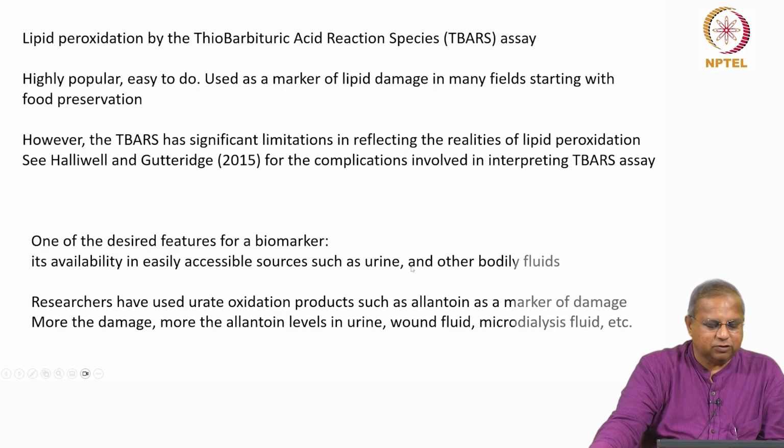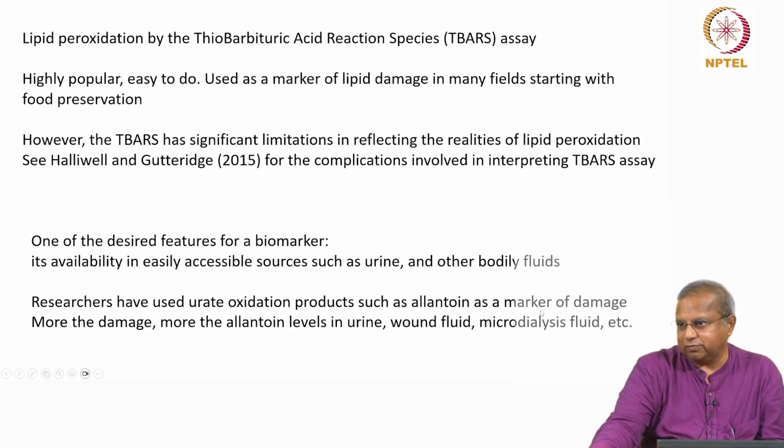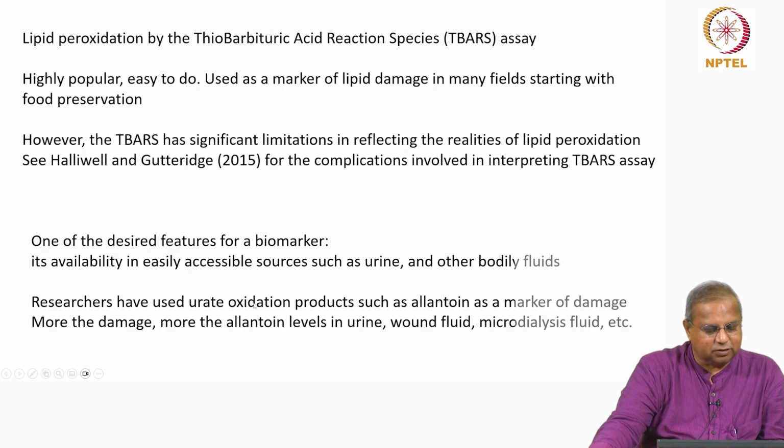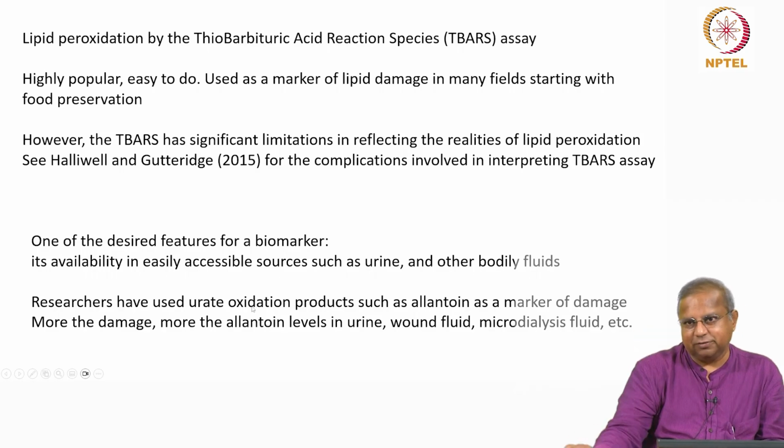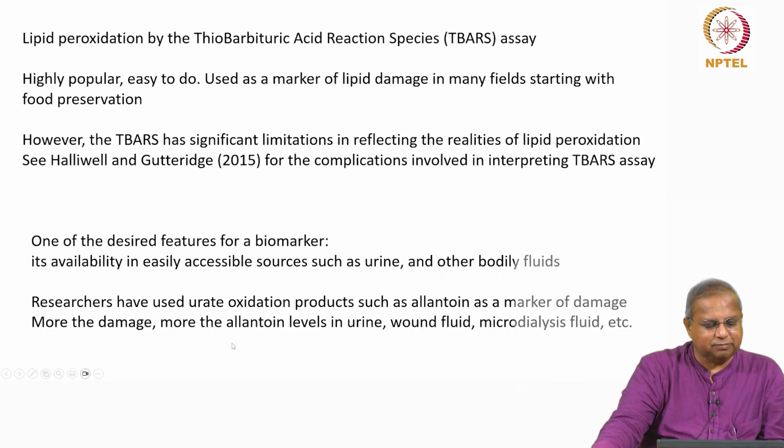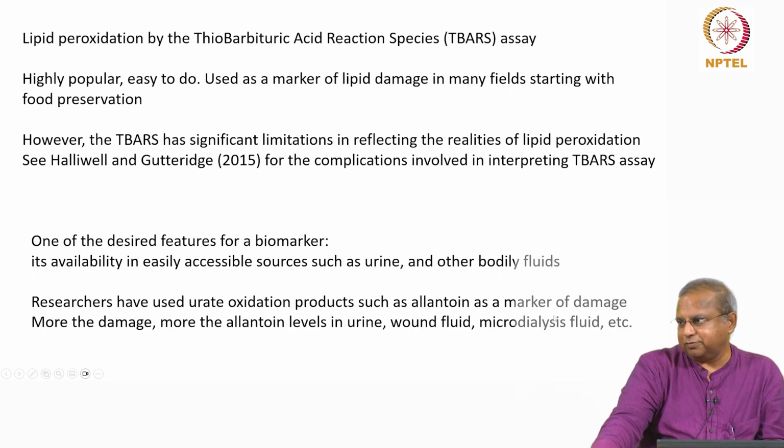Researchers have used urate oxidation products such as allantoin as a marker of damage. The more the damage, the higher the allantoin levels in urine, wound fluid or microdialysis fluid, and so forth. This is for urate oxidation. The extent of damage is measured through measuring a molecule called allantoin. So, allantoin is a good, known biomarker. Good example.